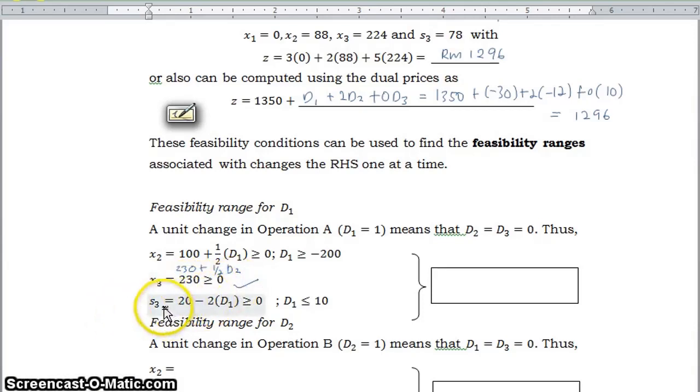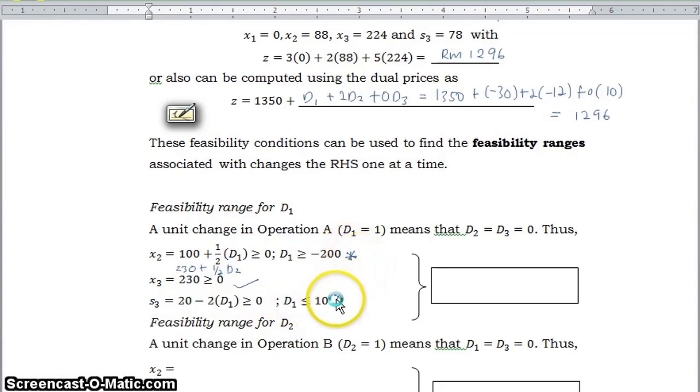For S3, the feasibility condition for this variable is 20 minus 2 times D1 plus D2 plus D3. Since D2 and D3 are 0, we just consider D1. 20 minus 2 D1 is greater than or equal to 0. We rearrange this and get D1 is less than or equal to 10.